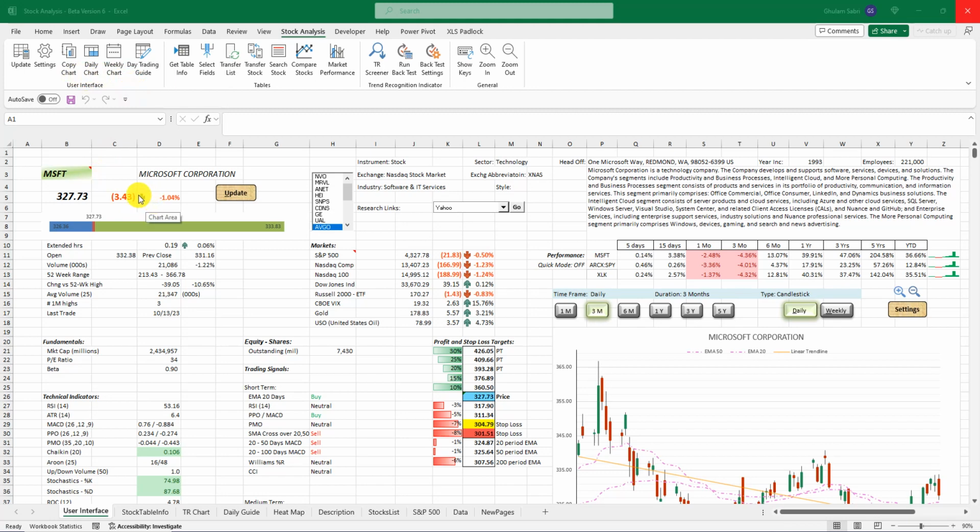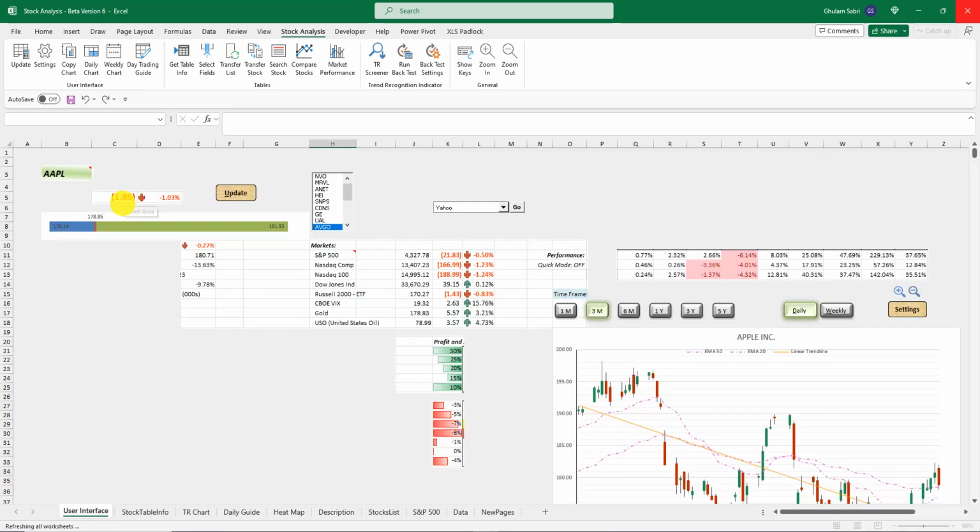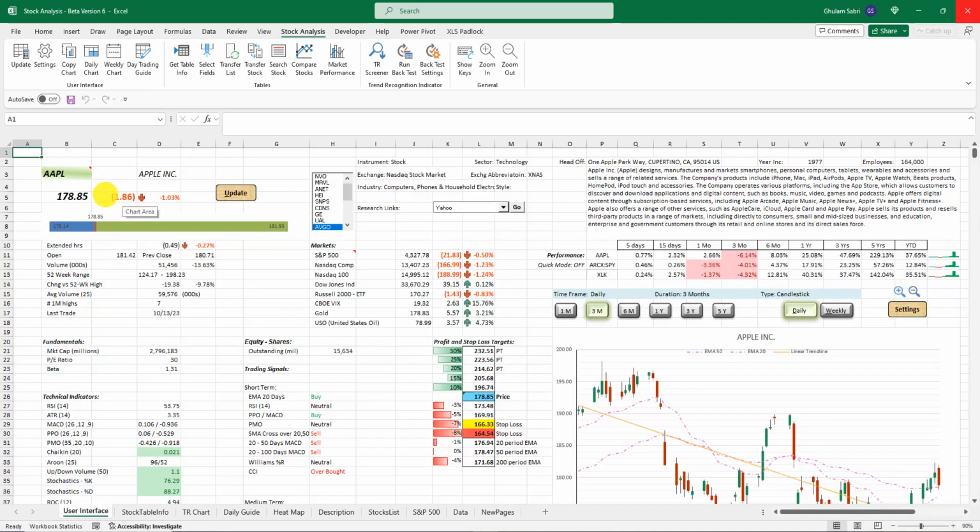So let's put in a new ticker symbol here. Let's say you want to analyze Apple. It will take a few seconds and update all the information and the relevant charts for Apple and its data. As soon as it completes, it will bring you this screen again, and this cell will turn light red here, and the cursor will return to its normal position.